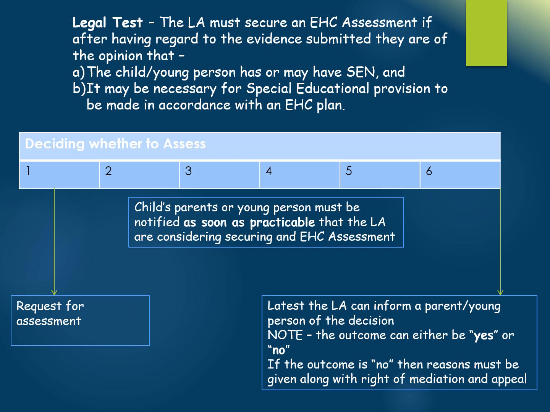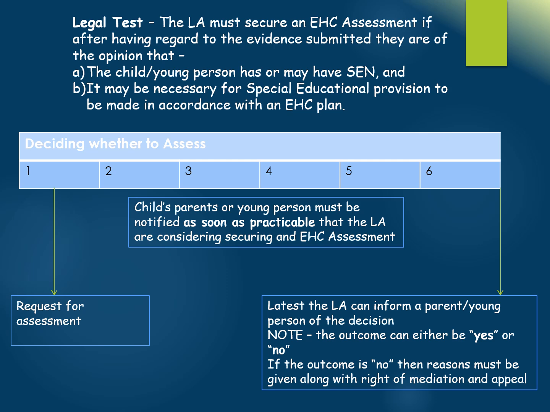The local authority, when deciding to do an assessment or not, have to use a legal test. That legal test is that the local authority must secure an EHC needs assessment if, after having regard to all the evidence submitted, they're of the opinion that the child or young person has or may have special educational needs, and it may be necessary for special educational provision to be made in accordance with an EHC plan.